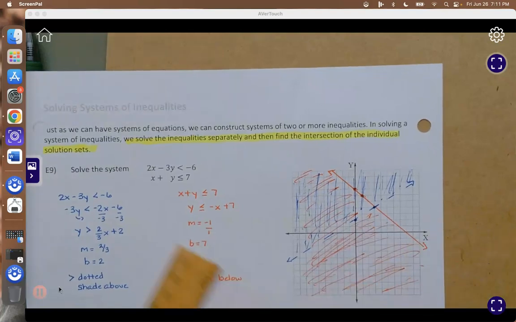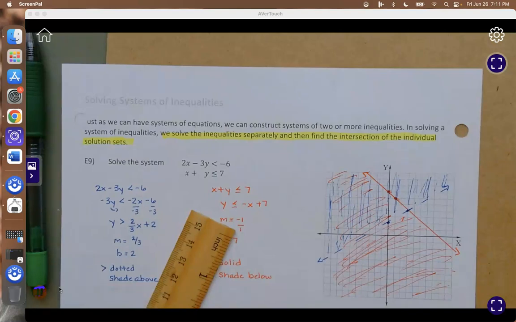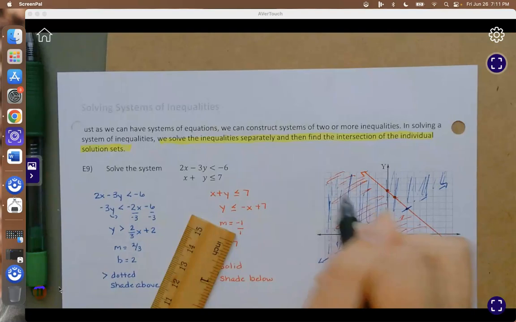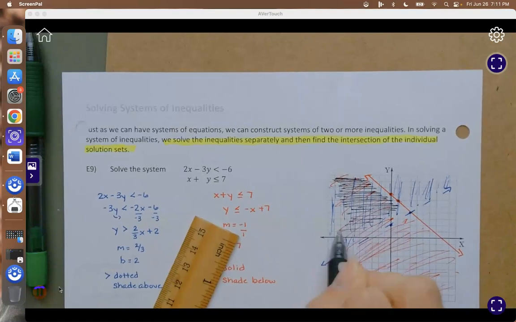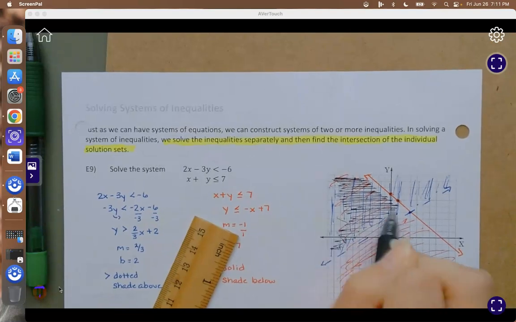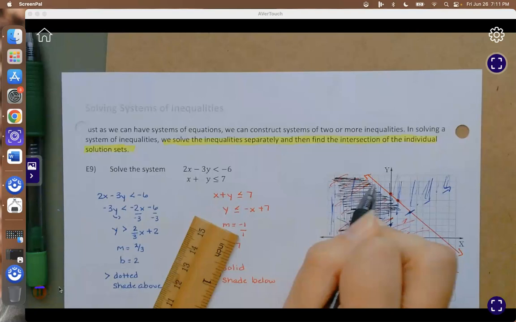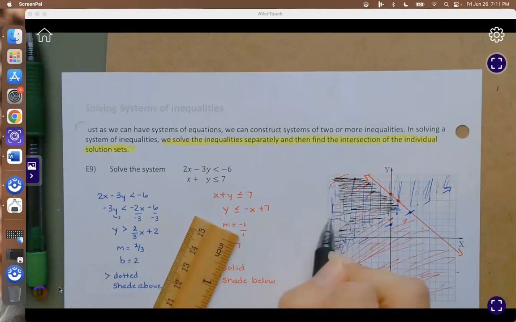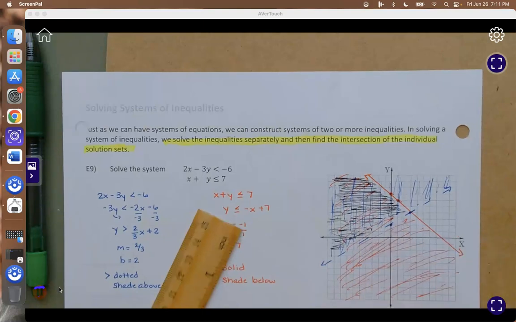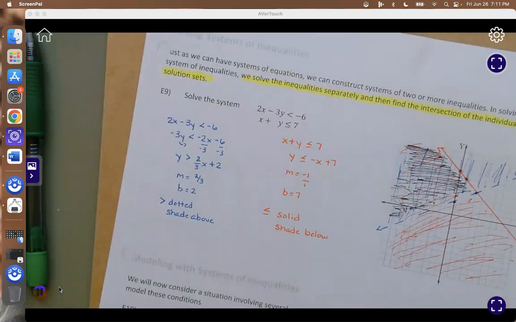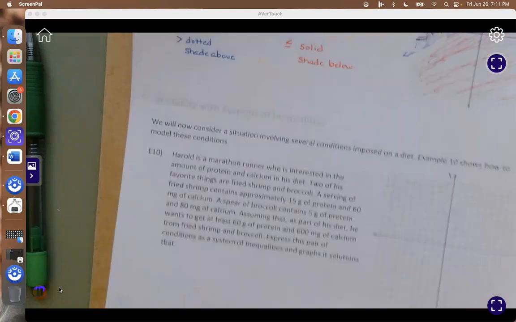So our overlap, if you wanted to get another color, I'm going to get black here. The overlap is the part that is the actual answer. So this section right up here is your answer. Okay? Now, let's do modeling with systems of inequalities.